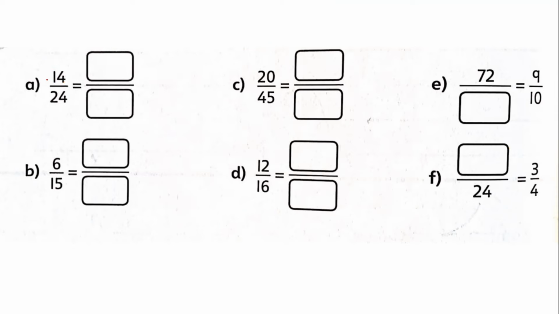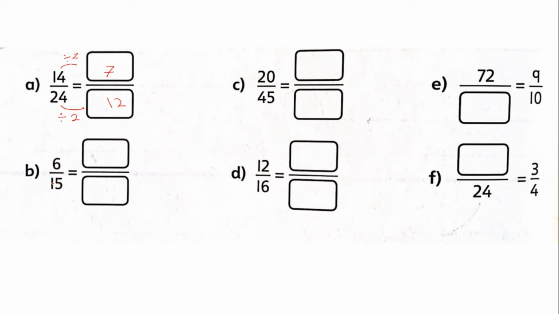Okay, we have 14 divided by 24. We know that both numbers can be divided by 2. 14 divided by 2, and then also 24 divided by 2. So the answer is 7 over 12. And then number B, we have 6 over 15.